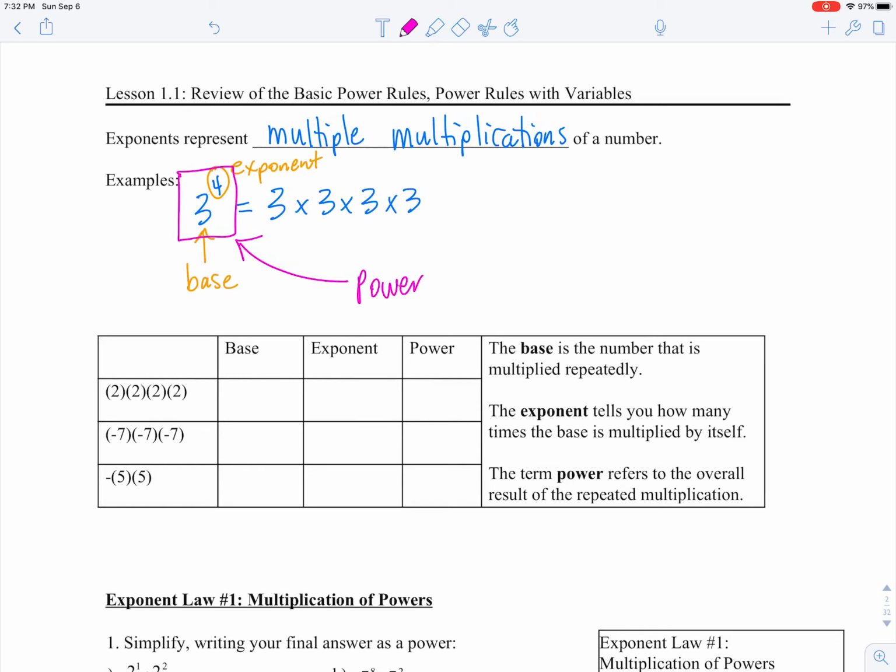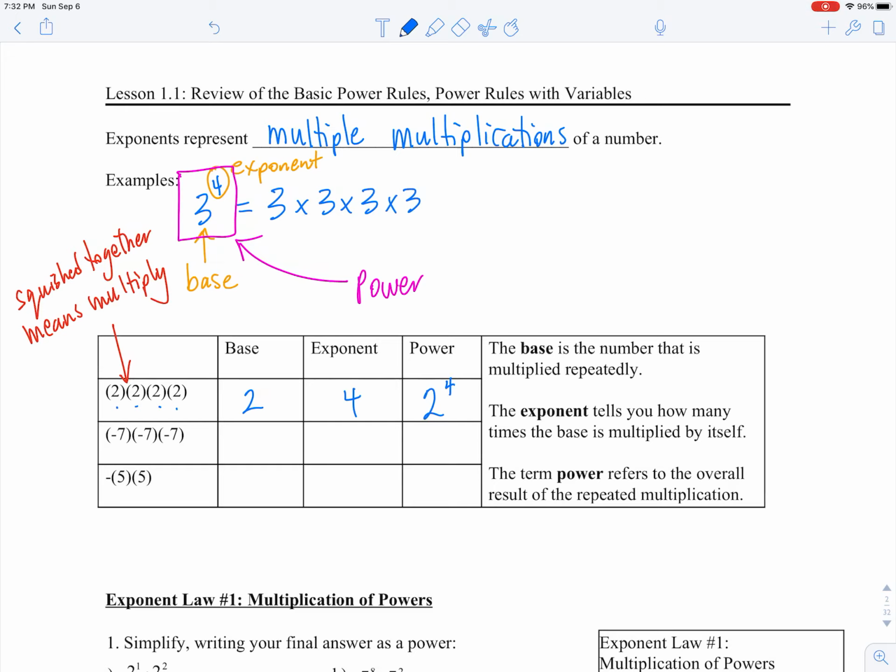So if we look in the table below, it says we've got 2, and remember, squished together means multiply. So when we have 2 times 2 times 2 times 2, we could write this. The base is going to be 2 because that's what got multiplied repeatedly. It got done 1, 2, 3, 4 times, so that's going to be the exponent, and we can write that as 2 to the power of 4.